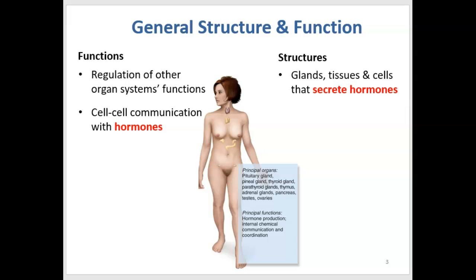So the structures that belong to the endocrine system include endocrine glands, but also some tissues and cells found throughout the body that also secrete hormones but wouldn't necessarily be considered a gland.